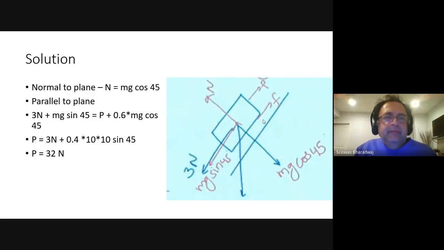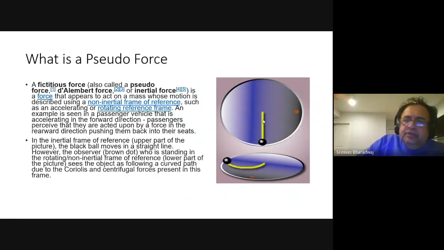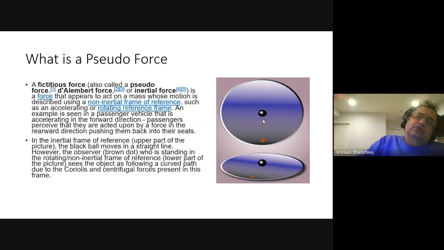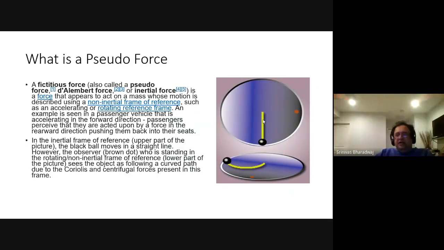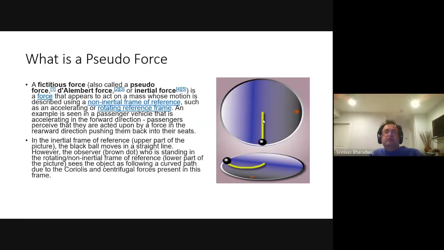So having solved this, let's move on. Now we are going to introduce this other concept called a pseudo force. I didn't introduce it last time. I did this example, and what we've done so far is just a refresher for what we did last time.